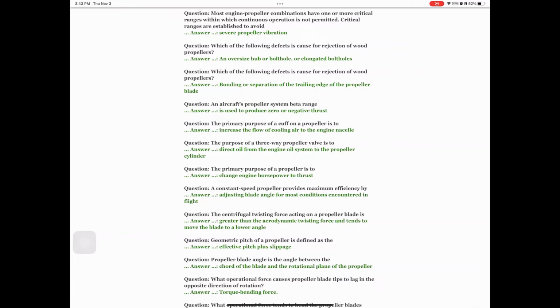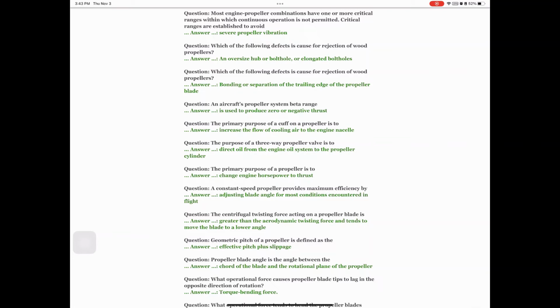Question: a constant speed propeller provides maximum efficiency by? Answer: adjusting blade angle for most conditions encountered in flight. Question: the centrifugal twisting force acting on a propeller blade is? Answer: greater than the aerodynamic twisting force and tends to move the blade to a lower angle. Question: geometric pitch of a propeller is defined as the? Answer: effective pitch plus slippage.